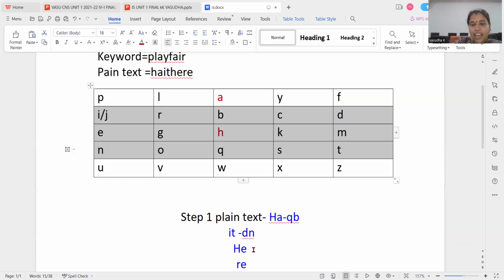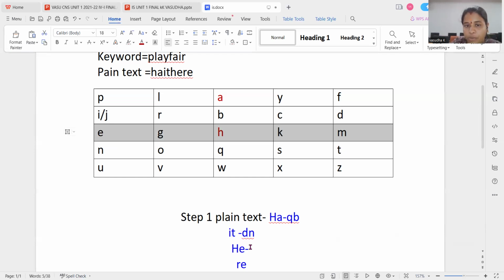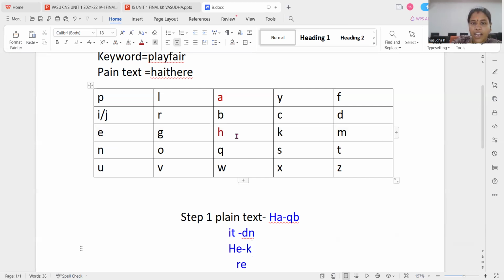Next, HE. We take H and E. Where are H and E in this table? H is here, and E is here. H and E are both in the same row. When both are in the same row, we need to take the right-side element. For a column, we take the downside element. So for H it will be K, and for E it is G.